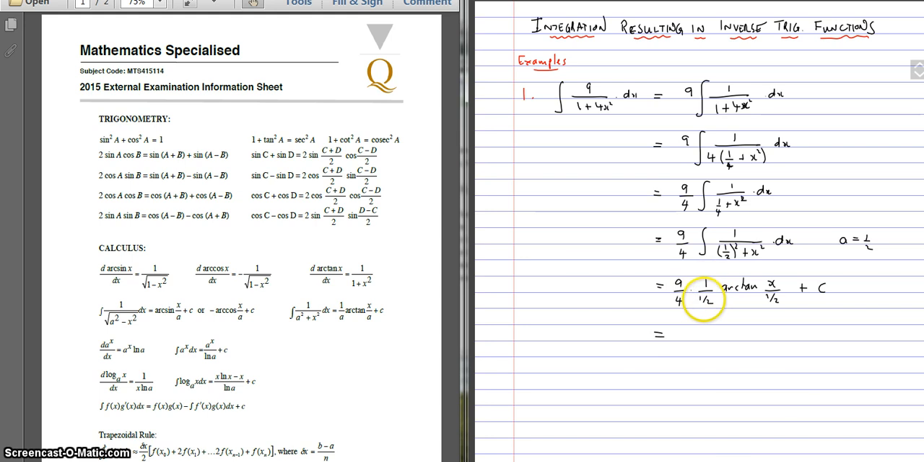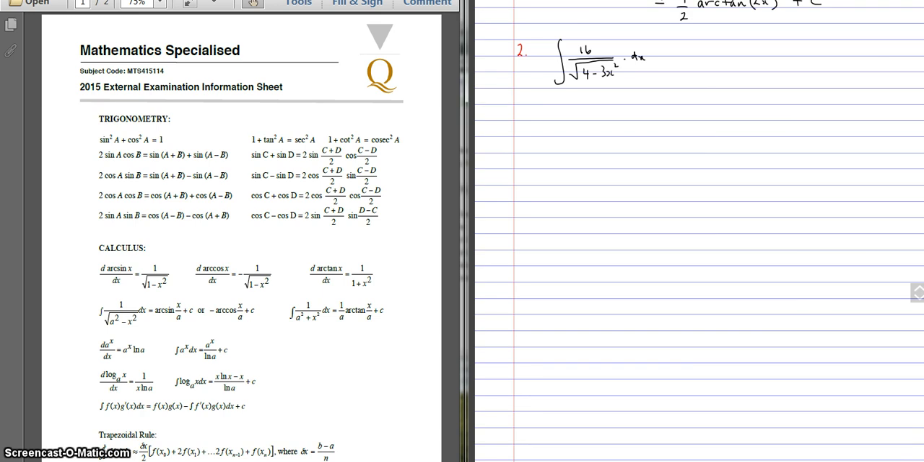Let's simplify that more. 1 over 1/2 is 2, so the 2 will cancel with the 4, and we'll be left with 9 over 2 arctan 2x plus c. Because we have these general forms here, we may as well use them. So when it comes to a problem, we can recognise that we can integrate it to an inverse trig function, then rearrange it so that it's in this form, and go from there.